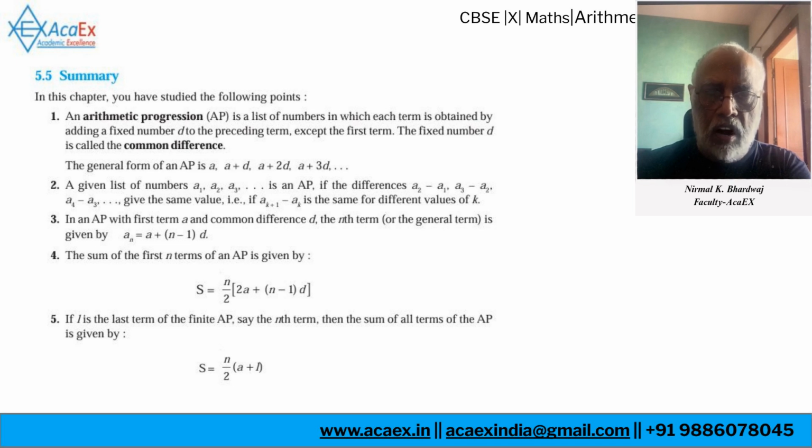The nth term of an AP is given by the formula a subscript n equals a plus (n minus 1) times d. The sum of the first n terms is given by S equals n over 2 times the quantity 2a plus (n minus 1)d.